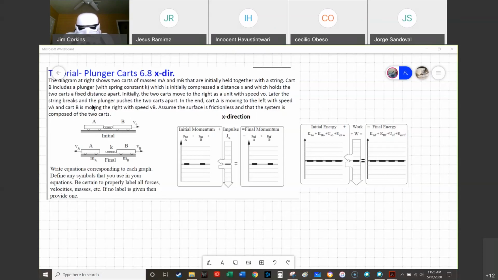Later, the string breaks, and the plungers push the carts from each other. In the end, cart A is moving to the left with the speed VA, and cart B is moving to the right with the speed VB. Assume the surface is frictionless and the system is composed of the two carts.